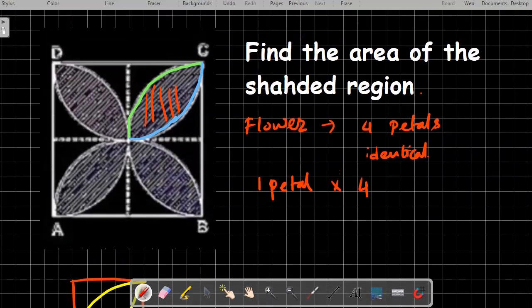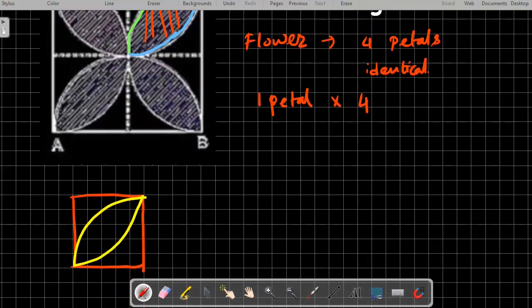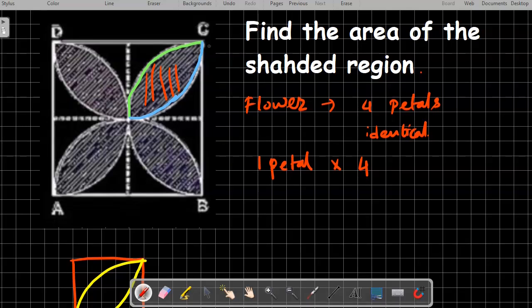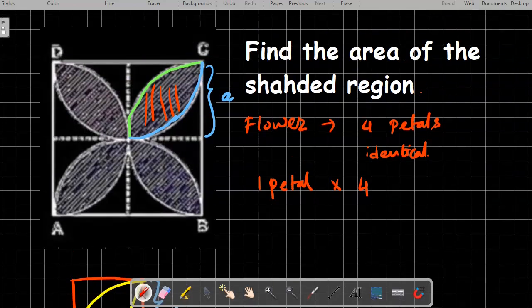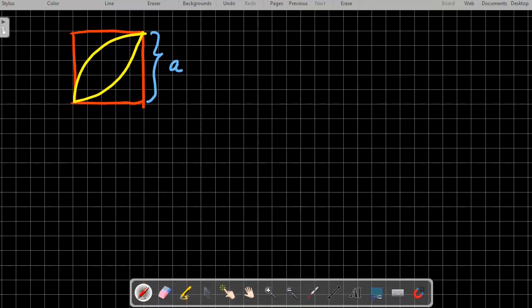We don't have this side given, so let this side be A. I am assuming this side be A. So this portion is A. That is the whole square that is given, ABCD. That side is 2A, and so this small side is A. So this is A.